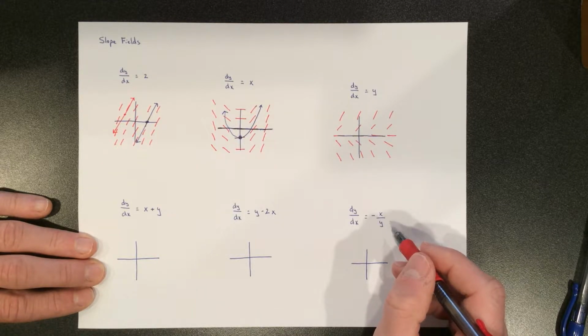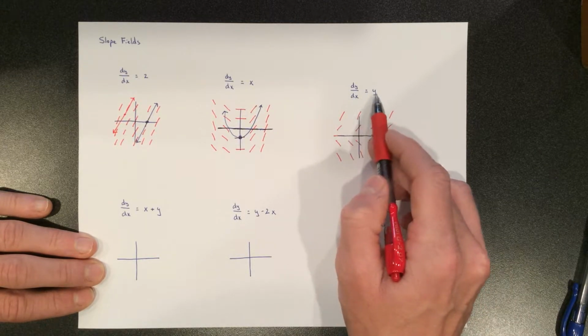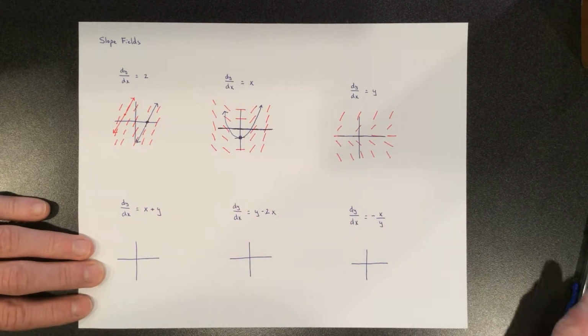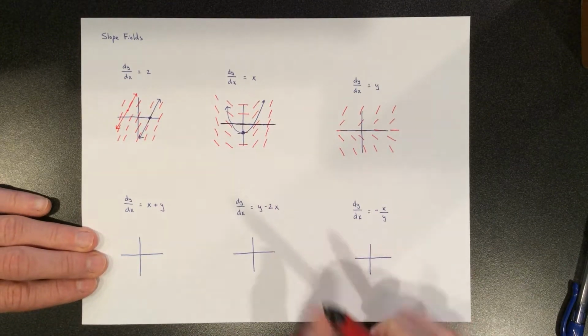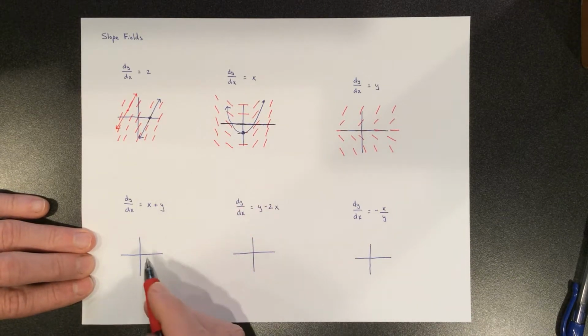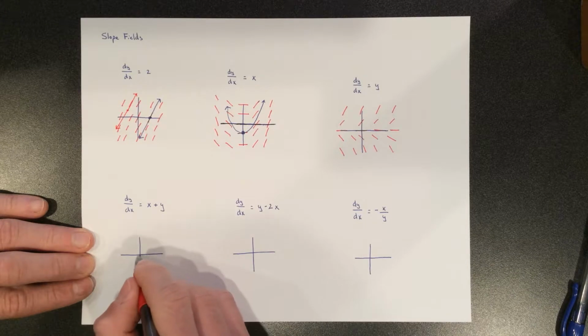Okay, does that make sense? Again, the slope is dependent on y. These are the easy cases, then down here we have more complicated versions. So now dy/dx is equal to x plus y. All right, let's do some easy ones. When x and y are both 0, then we still just get a slope of 0.